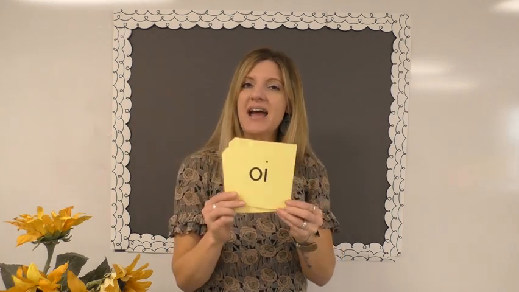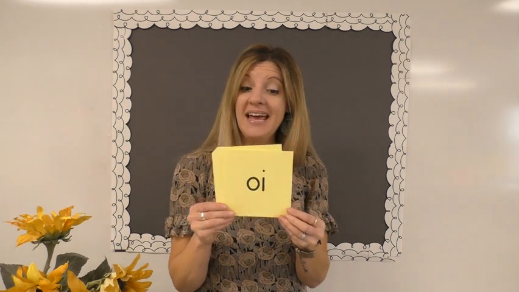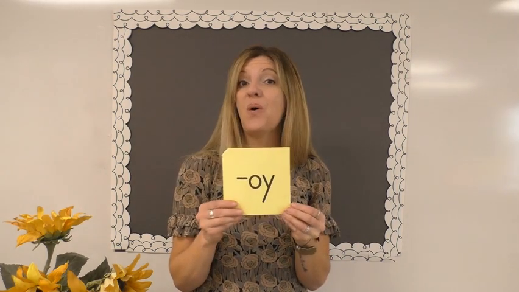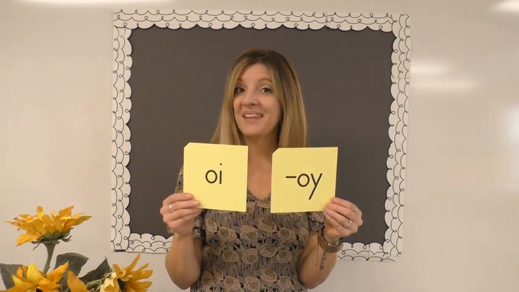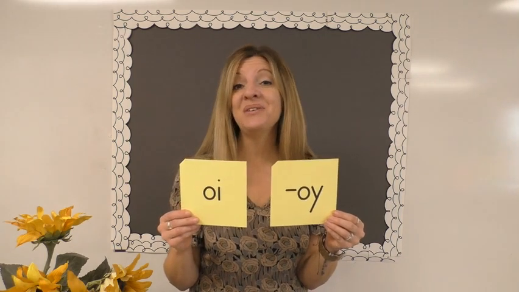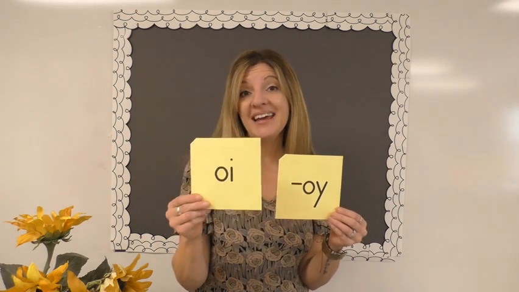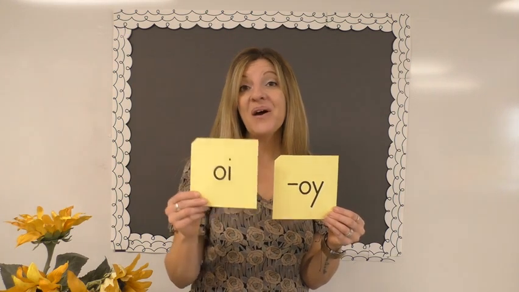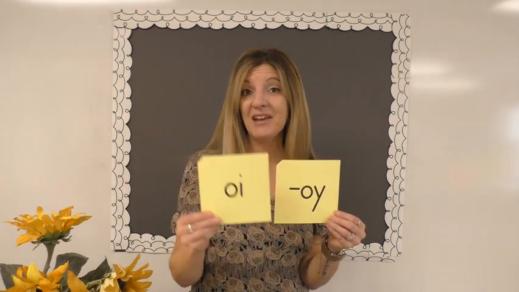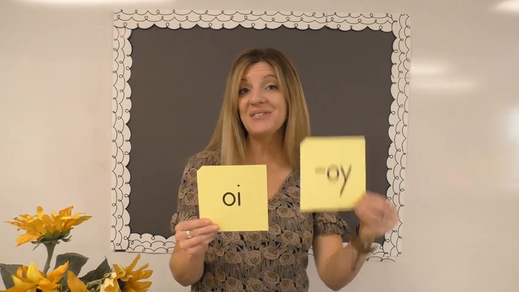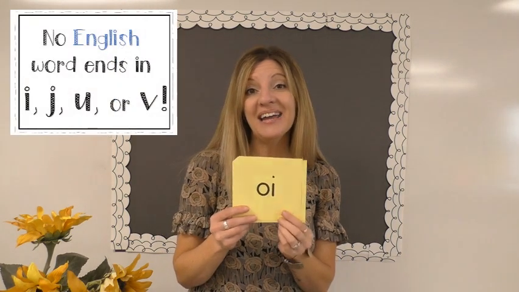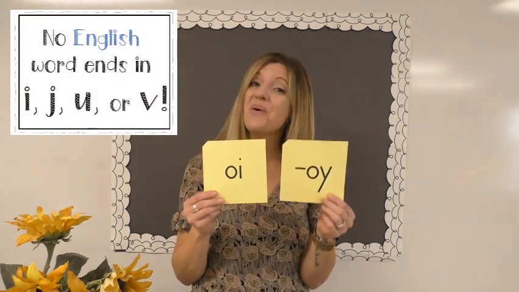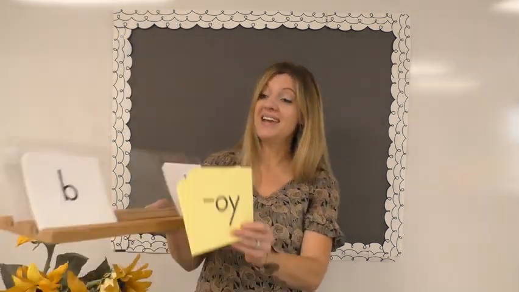So if OI spells OI and OY spells OI, why do you think we need both? If you guessed it's based on location, you're right. OI goes at the beginning and middle of a word. OY goes at the end. So we know that no English word ends in I, which is why we have the OY. Let's read some words that have OI and OY diphthongs.